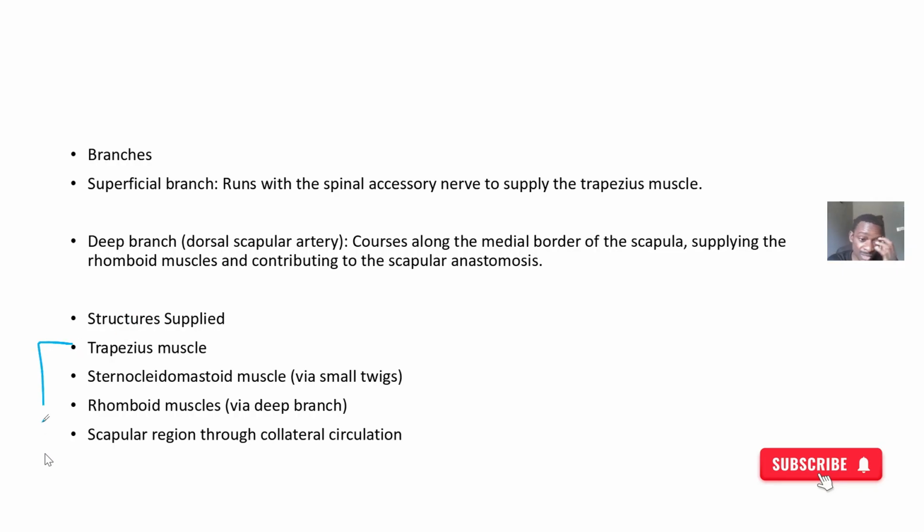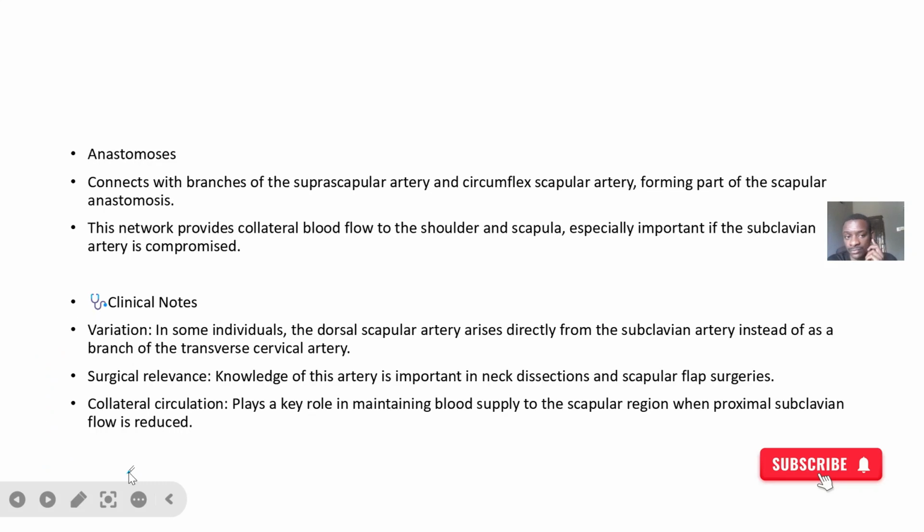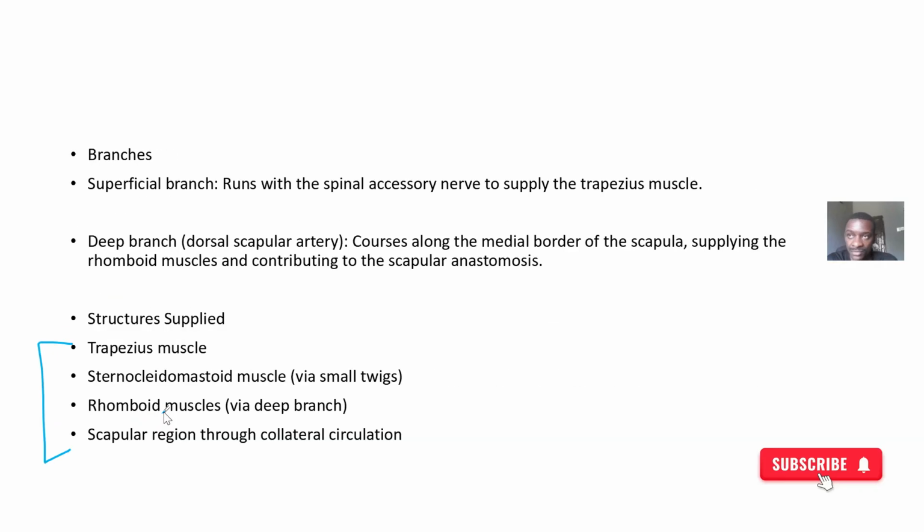It supplies muscles like the trapezius, the sternocleidomastoid, the rhomboid muscles, and also the scapular region. It also communicates with a lot of arteries, just to make sure that blood supply around the scapula is intact. So we'll study its anatomy because it is surgically relevant, it's variable, and it actually forms a rich blood supply around the scapular region.